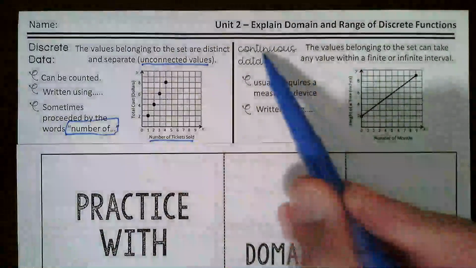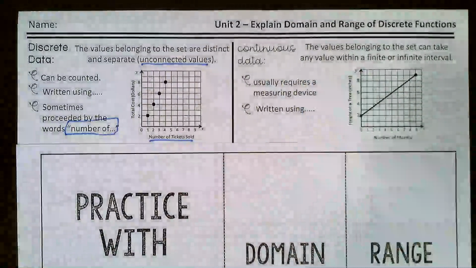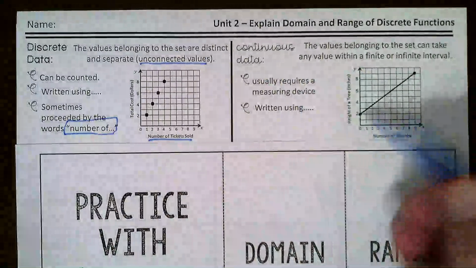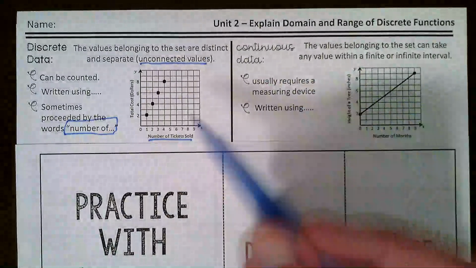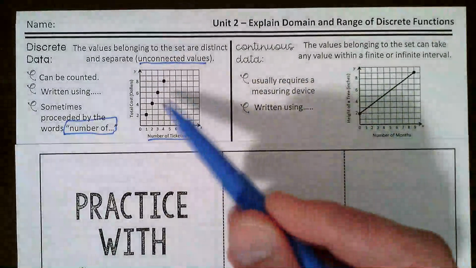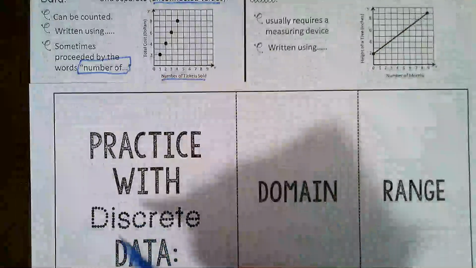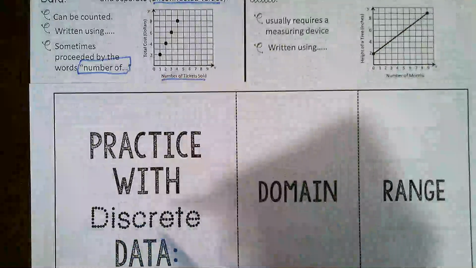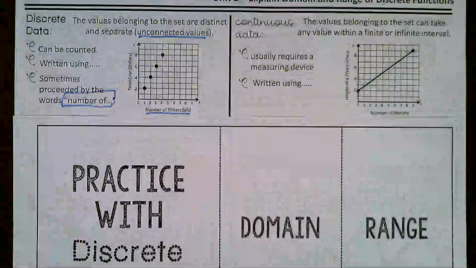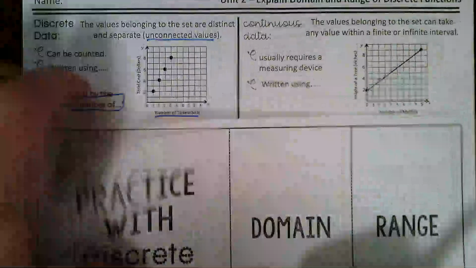Our next lesson is going to be continuous data, which we'll talk about in a little bit. But continuous data is that there is a connection. With discrete, they are separate, so they are written using dots, which is why for our notes, discrete is written in dots, and we'll talk about continuous later on.